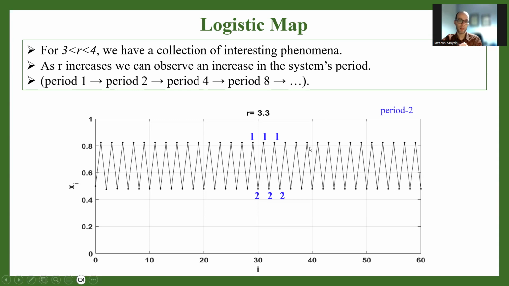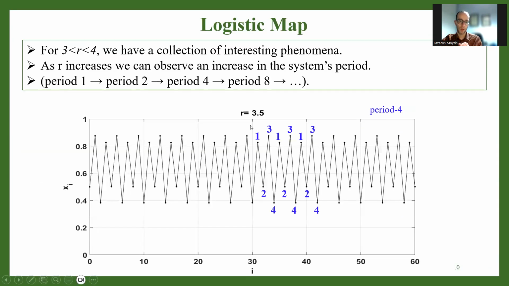See what happens if I increase the parameter a little more. For 3.5, see what happens here after the transient. Again, I have a periodic behavior, but the level is different, right? Now, I have a period 4 behavior. So I oscillate between 4 different states. 1, 2, 3, 4. 1, 2, 3, 4.